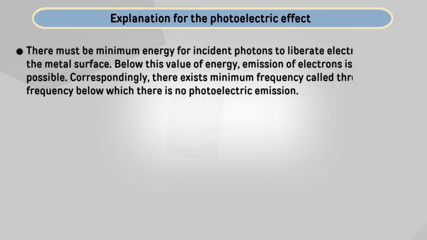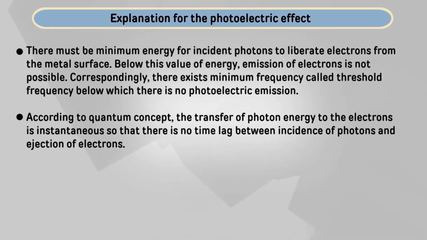There must be a minimum energy for the incident photon to liberate electrons from the metal surface. Below this energy, emission of electrons is not possible. Correspondingly, there exists a minimum frequency called the threshold frequency, below which there is no photoelectric emission. According to quantum concepts, the transfer of photon energy to the electron is an instantaneous phenomenon. So, there is no time lag between the incidence of photons and the ejection of electrons.